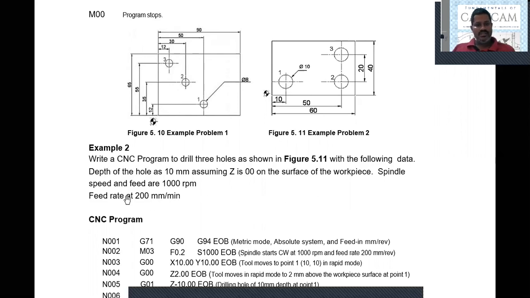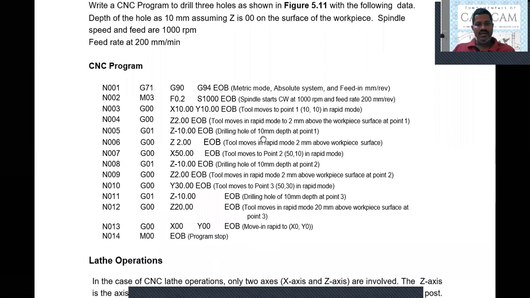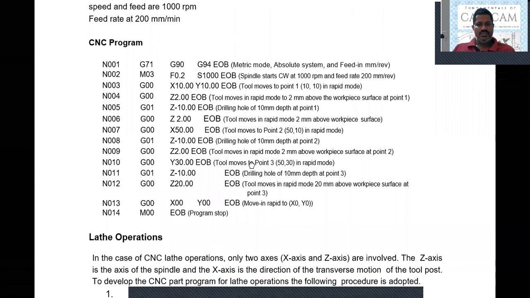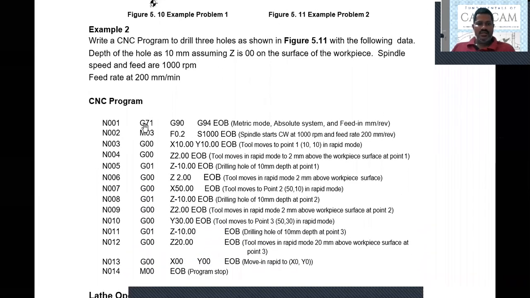And assuming some values, spindle speed is 100 and feed rate is 200 mm per minute. Okay, so these are the values specified, and you can use the values also. Okay, so N01 and G71 metric we have specified, and we are also specifying absolute and feed rate in mm per revolution. Okay, so mm per revolution we are specifying here.